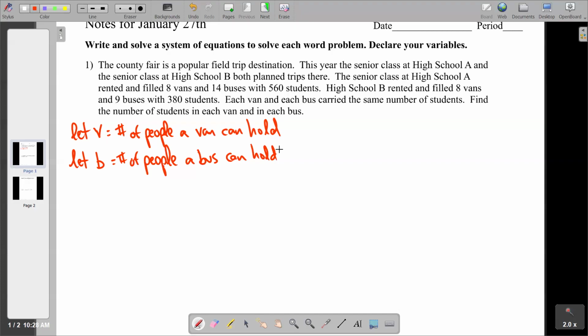So could someone write me an equation for high school A? It's just a flyer shot. I mean, it's easier than maybe you think. There's going to be an equation for high school A and an equation for high school B.